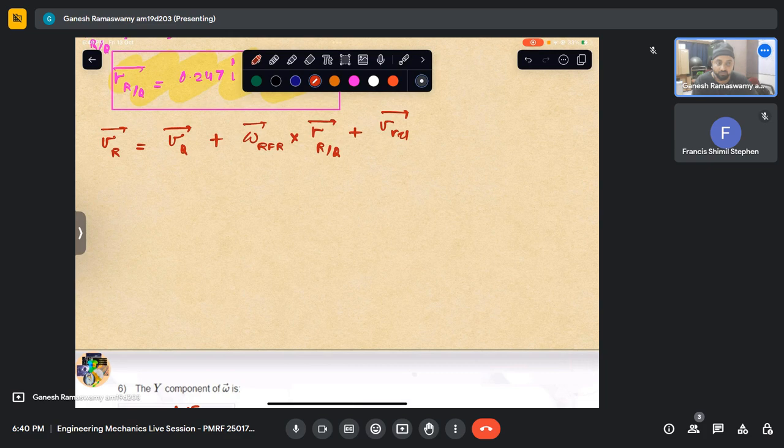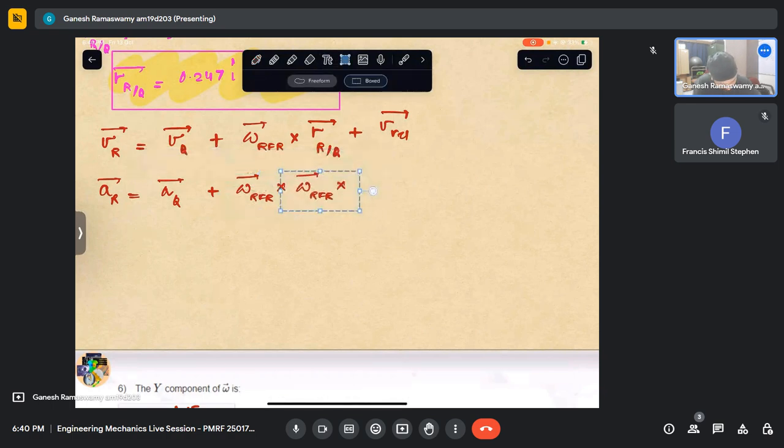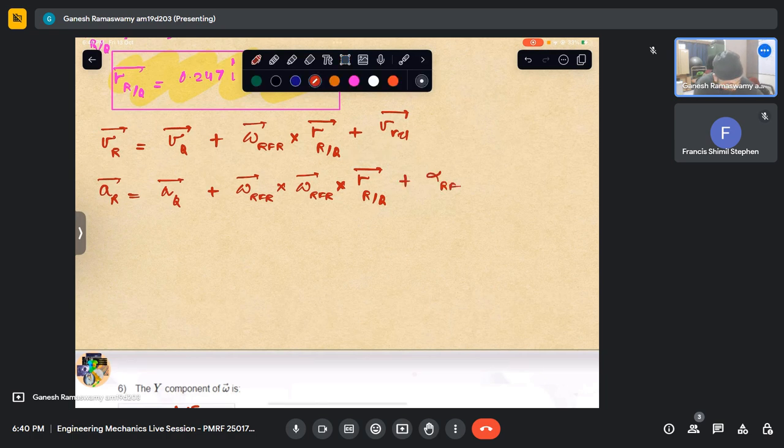This we know. Similarly, acceleration of r: we know that acceleration of q, the absolute acceleration of the coordinate, plus omega RFR cross omega RFR cross this, plus alpha RFR cross this, plus 2 omega RFR cross VREL, plus AREL. This we have done umpteen number of times.